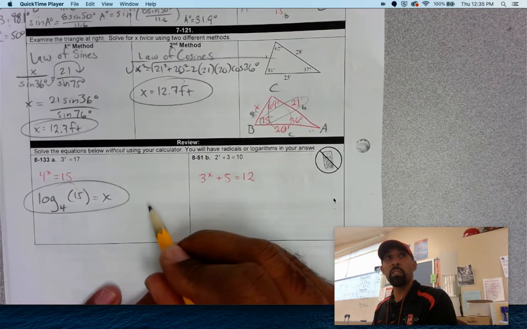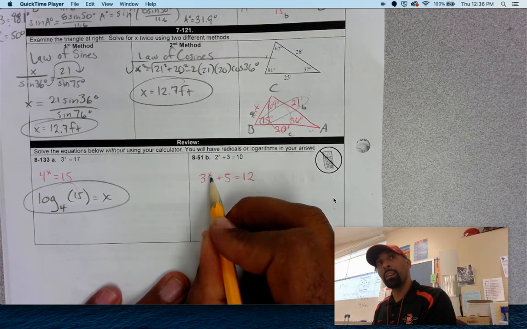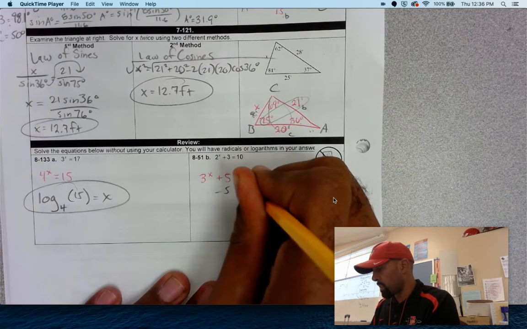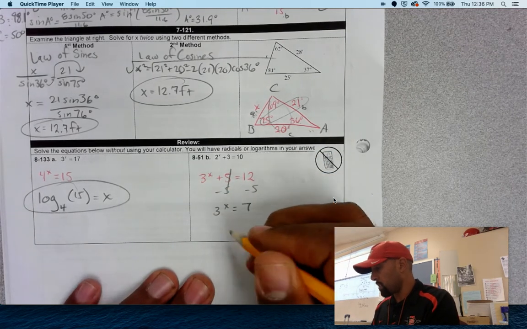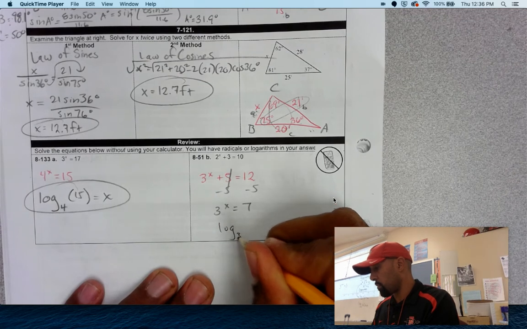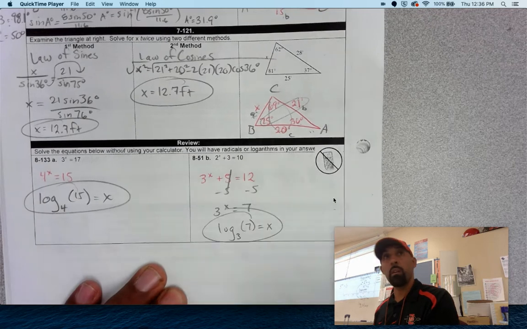Now this one, before we change it into log form, we need to get that exponential part with the x by itself. So we need to take away the 5 from both sides. Then we get 3x equals 7. And then just convert it to log form. It's a base of 3. And the a value is 7. We set it equal to x. And we are done.